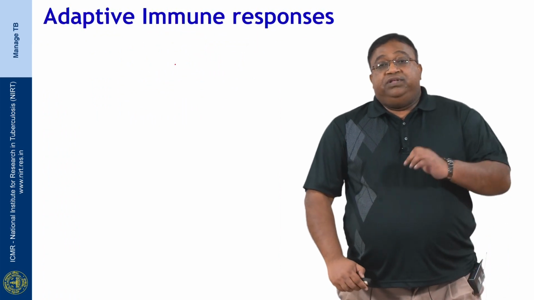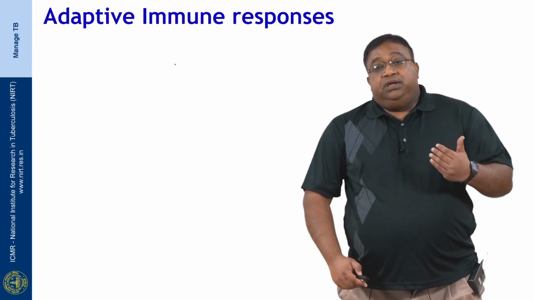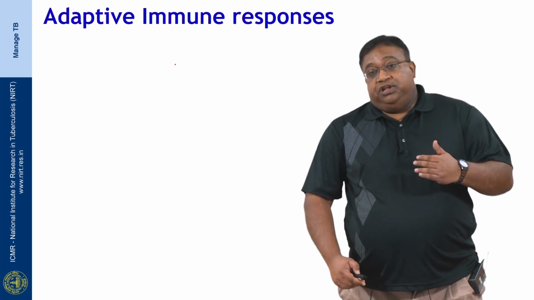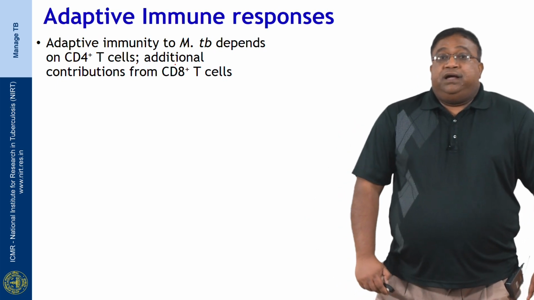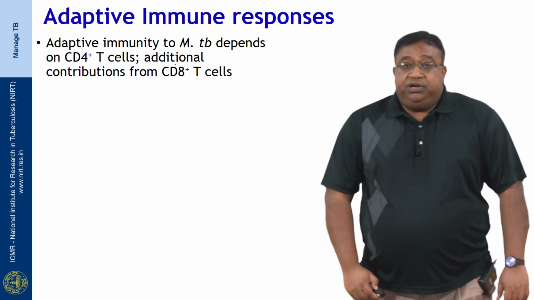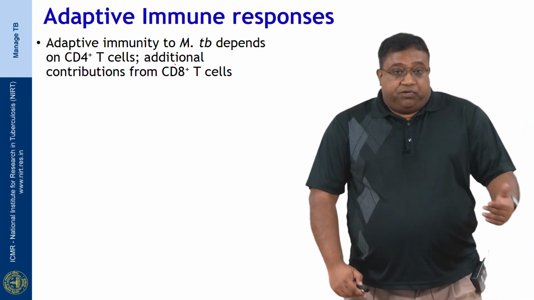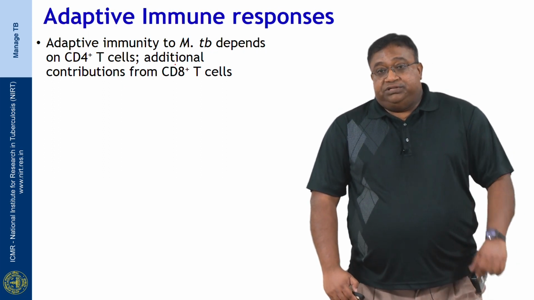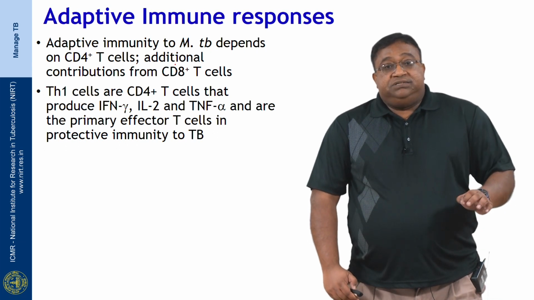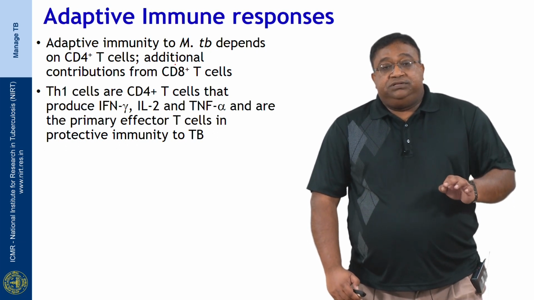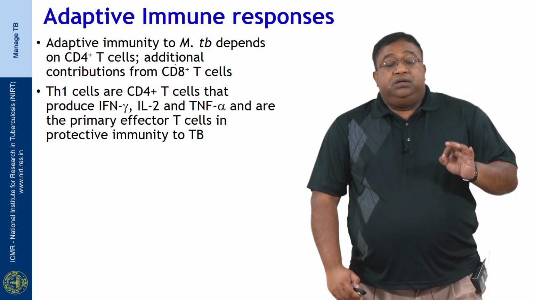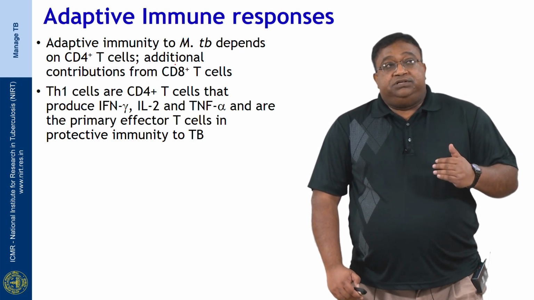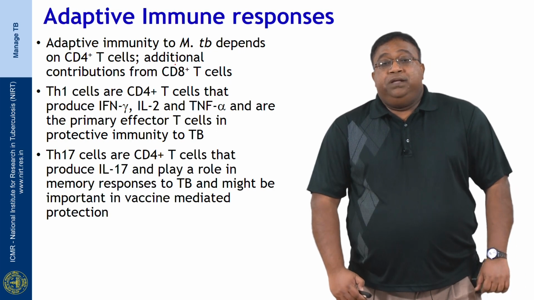So with that, we now move on to the component of adaptive immune responses and their interaction with TB infection and disease. As I mentioned before, adaptive immunity to TB depends on CD4 positive T cells with additional contributions from CD8 positive T cells. Th1 cells are CD4 positive T cells that produce interferon gamma, IL-2, and TNF-alpha, and are the primary effector cells in protective immunity to TB.